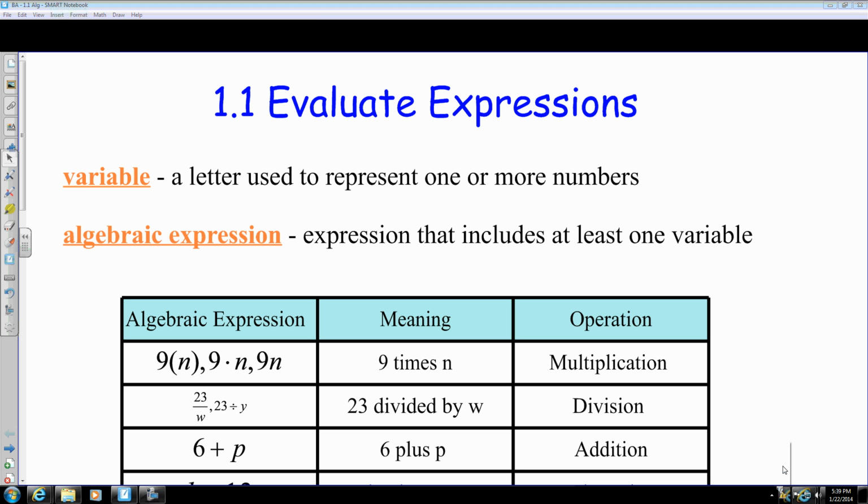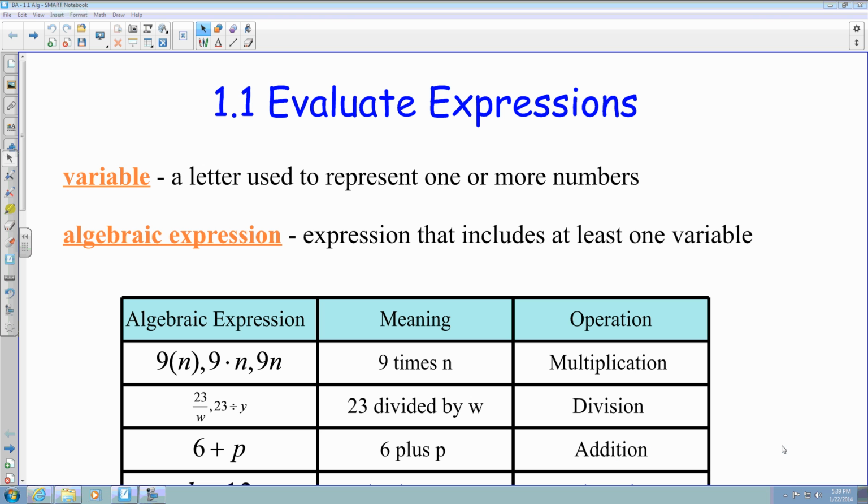We have different types of expressions. We have numerical expressions, where it's just dealing with numbers exclusively. And we have algebraic expressions, where we have at least one variable in the expression. A variable is a letter that's used to represent one or more numbers.